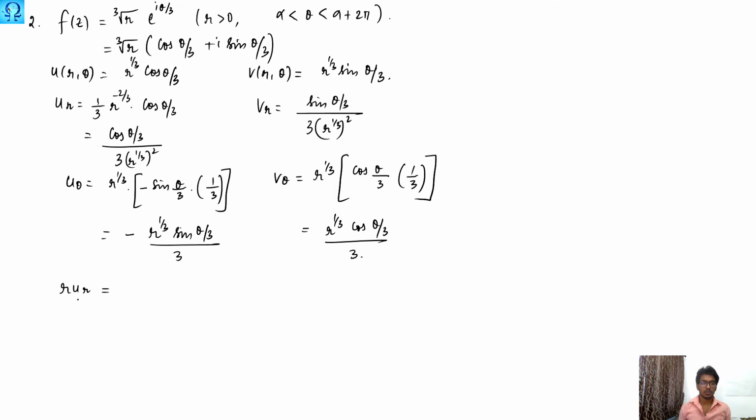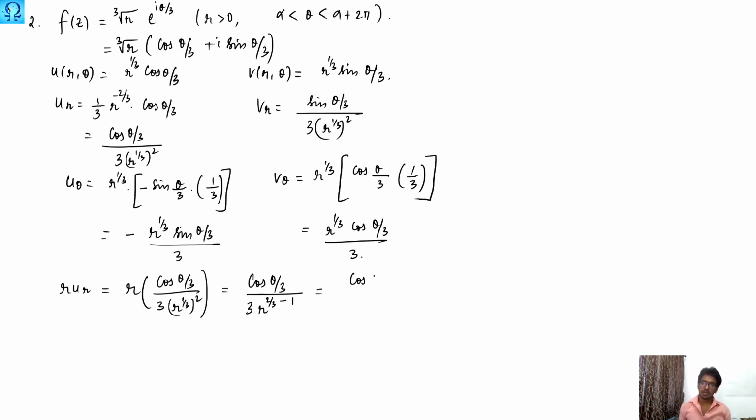Okay, so what is r u_r? So r multiplied with cosine theta upon 3 upon 3 times of r to the power 1 upon 3 whole square, right? So if you look for it, you would get... actually when you square it, let me explain that too. So cosine theta upon 3, so this may be written as r to the power 2 upon 3. Actually you have the power 1 here, so you bring that down. So this is what you are getting, right?